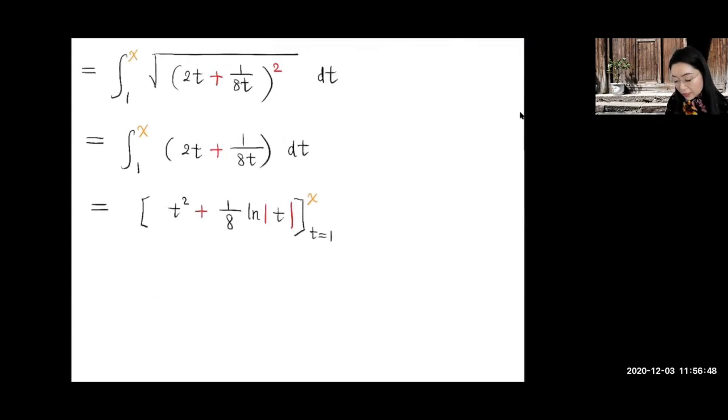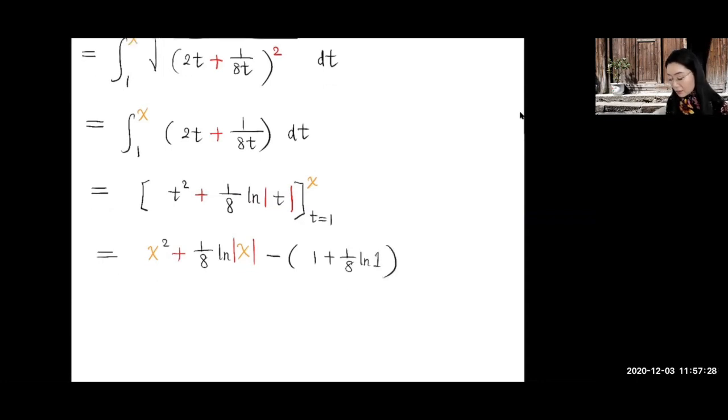Okay. Now you just need to substitute. Okay. So you're going to get x squared and then adding 1 over 8 ln of x here. You can put the absolute value. It doesn't hurt. Then minus, now you substitute 1. So 1 plus 1/8 ln of 1.